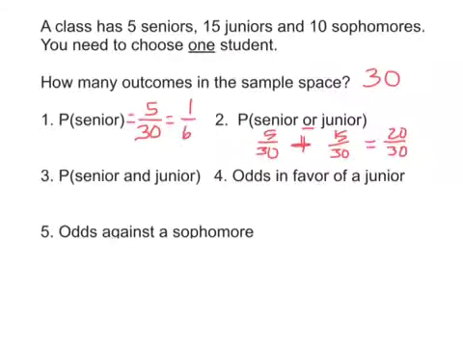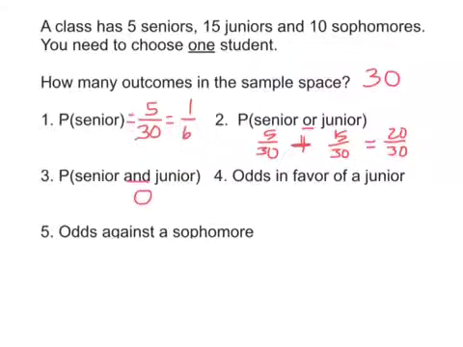Now, the probability of getting a senior and a junior. Now, this word "and" might have made you think that you are going to multiply, but you're not. See, in this case, it's asking you to choose one student. If you think for a minute, what's the probability that if I'm picking one student, that student is a senior and is also a junior? Well, that's 0. There's no chance of that.